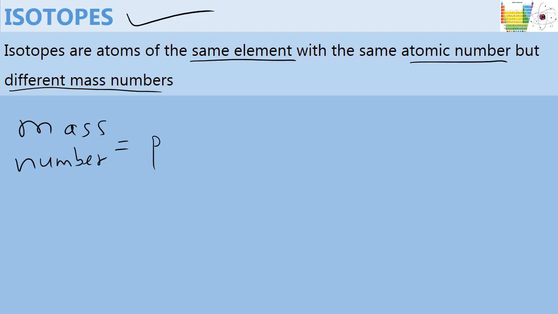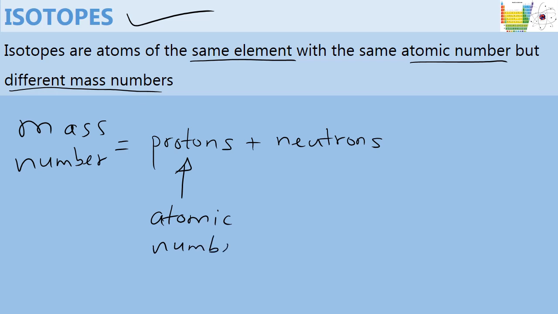It is the sum of the protons and neutrons. And the number of protons is what we call the atomic number. This shows us that if two atoms of the same element contain different mass numbers but the same atomic number, then the difference must be in the neutrons.